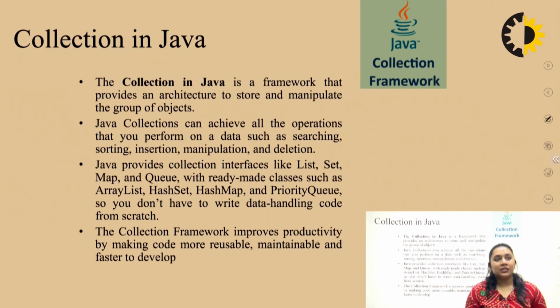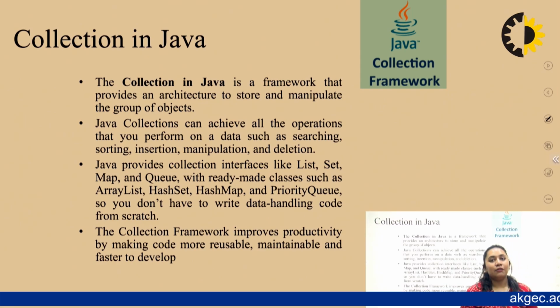The collection in Java gives you an architecture that can be implemented in various ways. So you can store and manipulate a group of objects. It also supports types of operations which we can perform in programming: searching, sorting, insertion, manipulation, and deletion of objects.